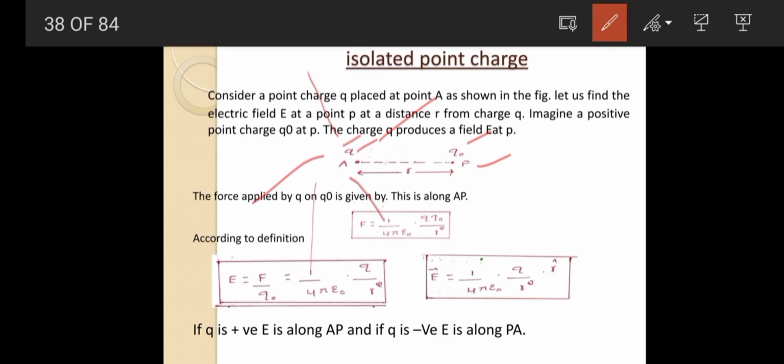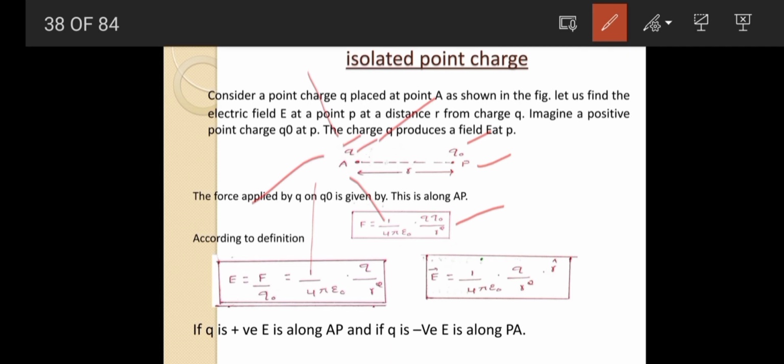Now the force applied by this charge particle Q on the test charge Q naught is given by, again, Coulomb's law of electrostatics: F is equal to 1 by 4 pi epsilon naught, times the product of these two charges Q into Q naught, divided by the square of the distance between them, which is r square.